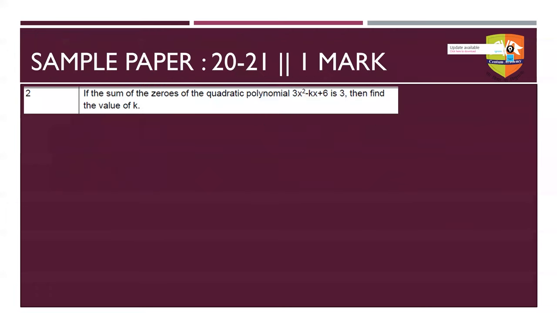So now let's enter into this game. Start solving. Tell me, for the quadratic polynomial 3x² − kx + 6, the sum of zeros is given. Find the value of k. Sum of zeros is given. Find the value of k. Now let's apply and start solving.